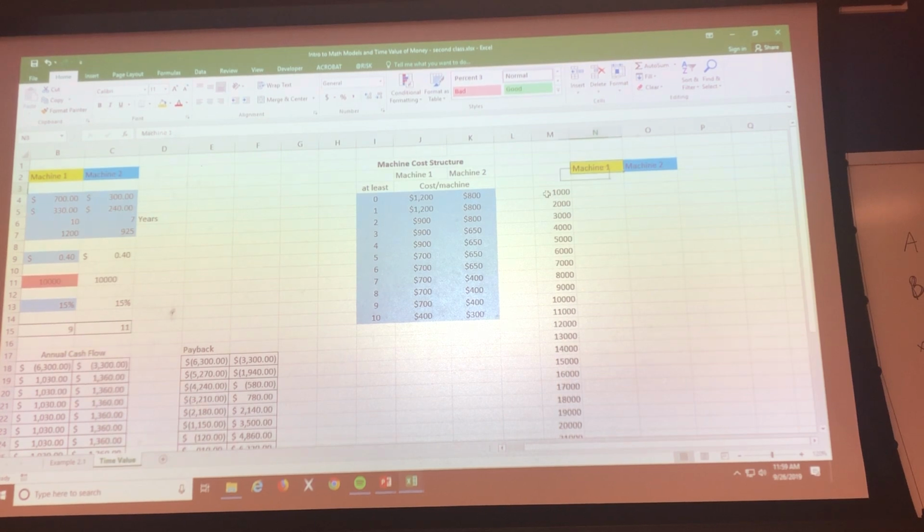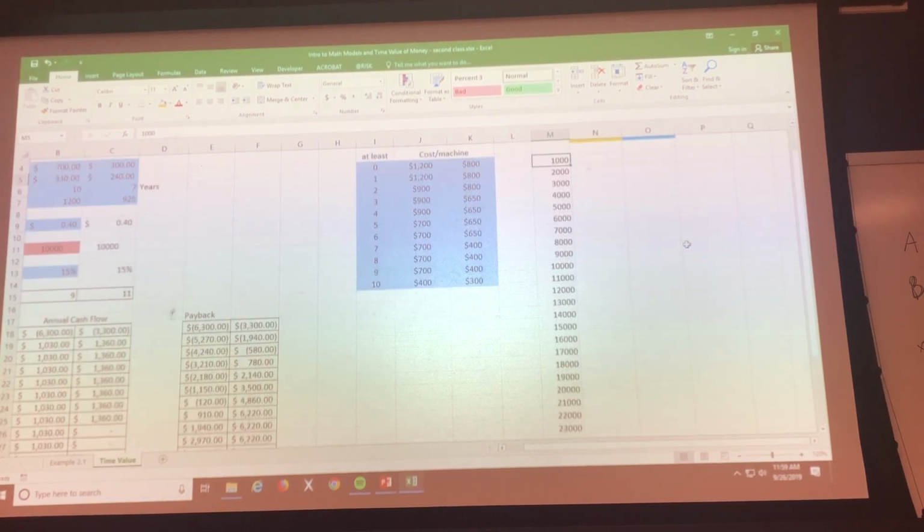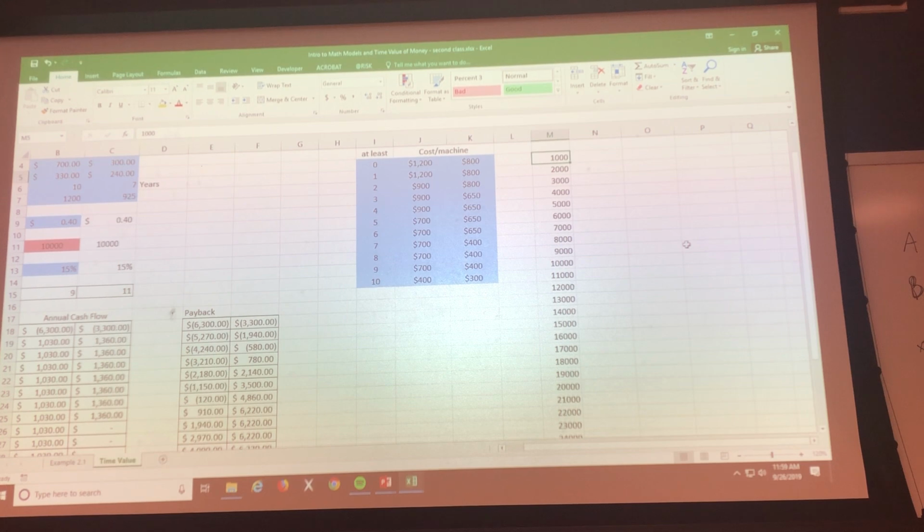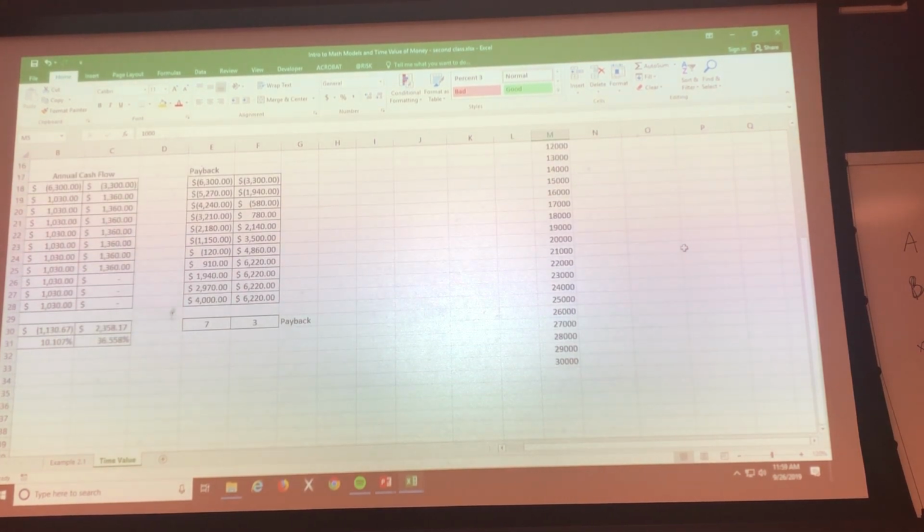What I did to set up the one-way table, I started this in M5. You can start wherever you want, but I started in M5. I put in 1,000, go to the next cell, put in 2,000, drag it down to 30,000. In other words, get the input in there that takes your demand all the way from 1,000 units, way lower, to 30,000 units, way higher.